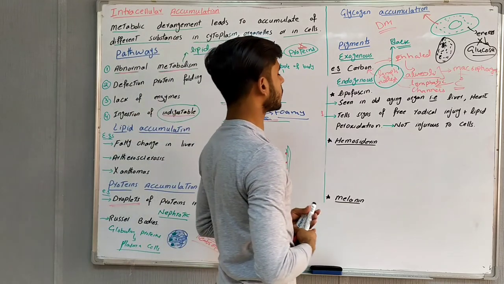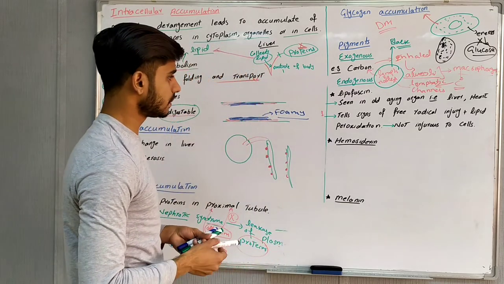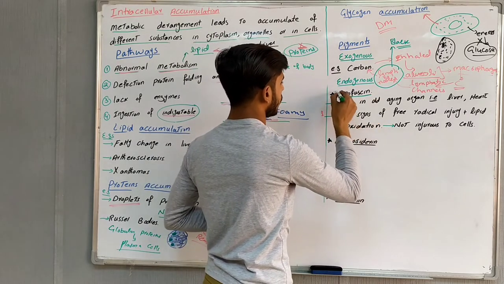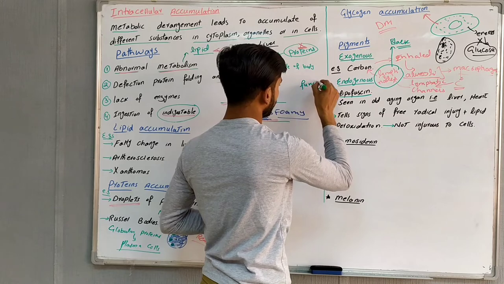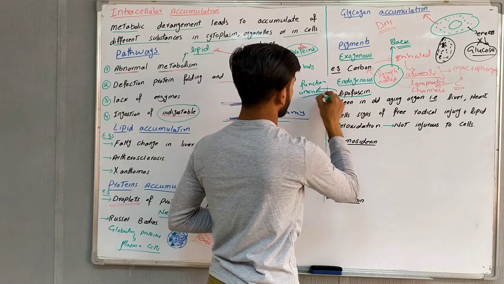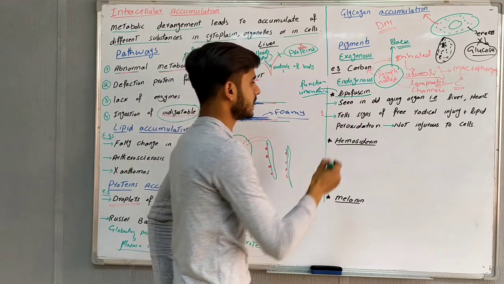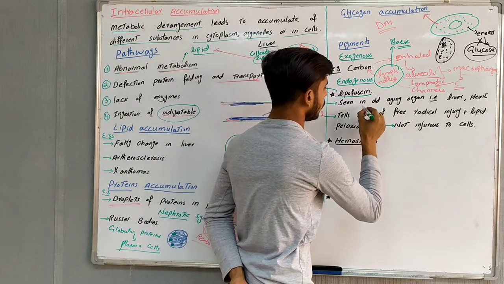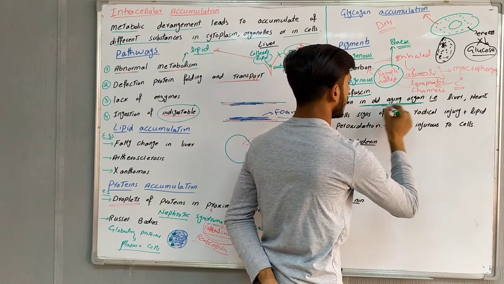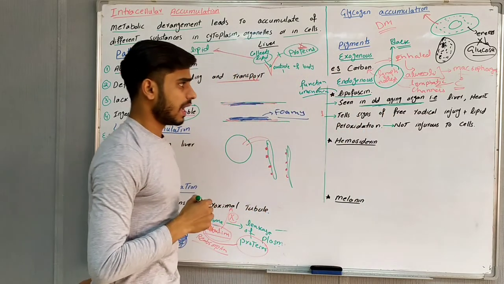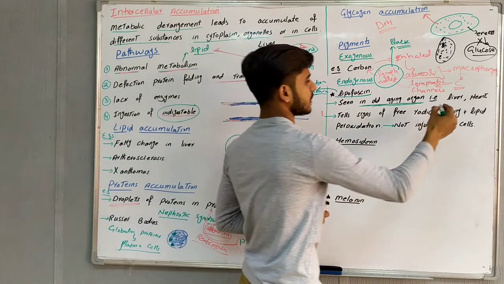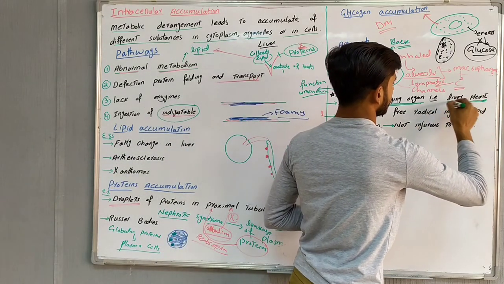Next are the endogenous pigments. The first one is lipofuscin. Still, the function of lipofuscin has not been known. Its function is unknown still. But now we will talk about how its accumulation takes place. It has been seen that this lipofuscin is in aging organs. It is present in the old organs of old-age patients. When the patient is of old age, it may be accumulated in the organs. Examples are the liver and heart.